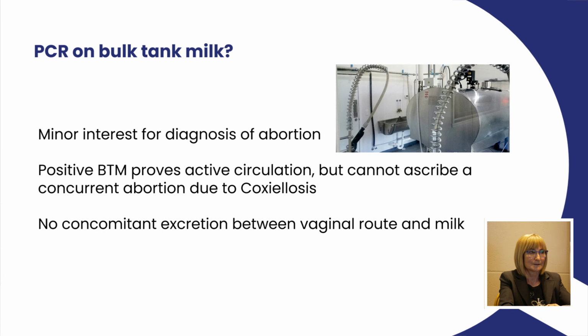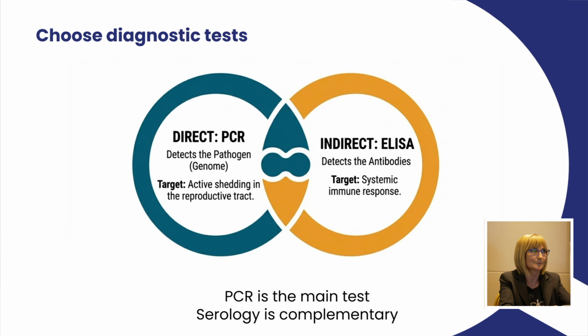About the direct diagnosis, the PCR on bulk tank milk is often considered, but it is of minor interest for diagnosis of abortion, because a positive tank milk proves an active circulation of the agent but cannot ascribe a concurrent abortion due to coxiellosis. So in general, we have no concomitant excretion between vaginal route and milk. So it is very important for epidemiological studies, but not for the diagnosis of a clinical problem and abortion.